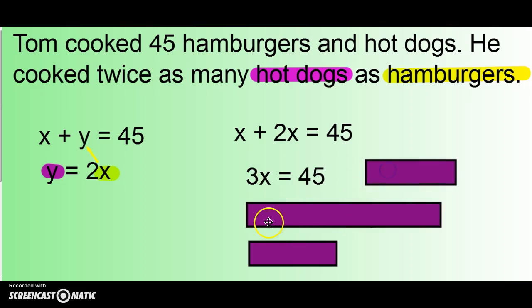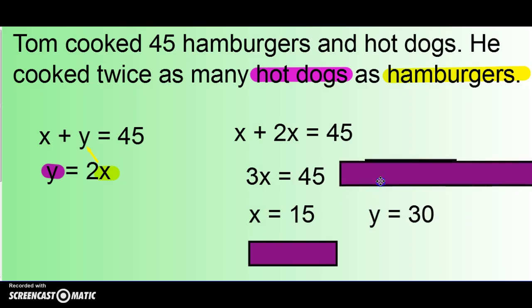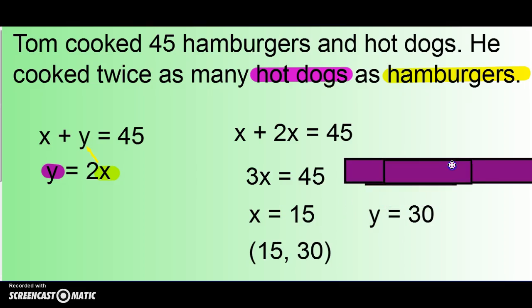So now you get 3x equals 45. Divide by 3, divide by 3. And you get 15 hamburgers. And then you would take your 15 and substitute it in here times 2. 2 times 15 is 30 hot dogs. And then you'd have your coordinate.